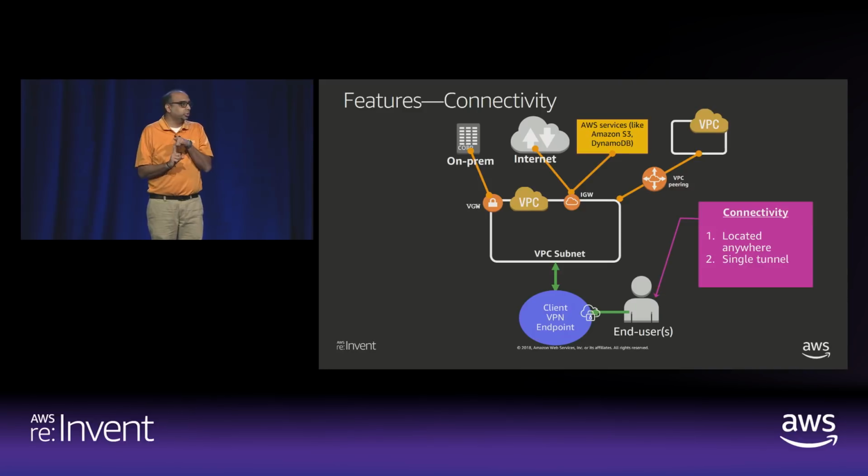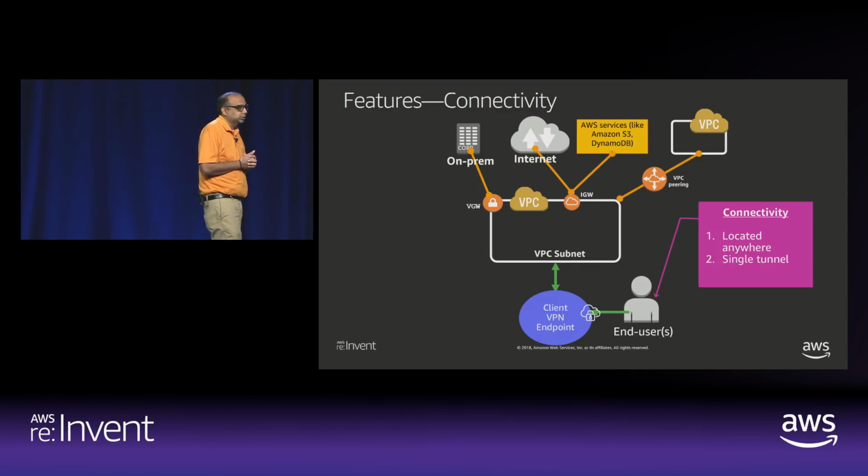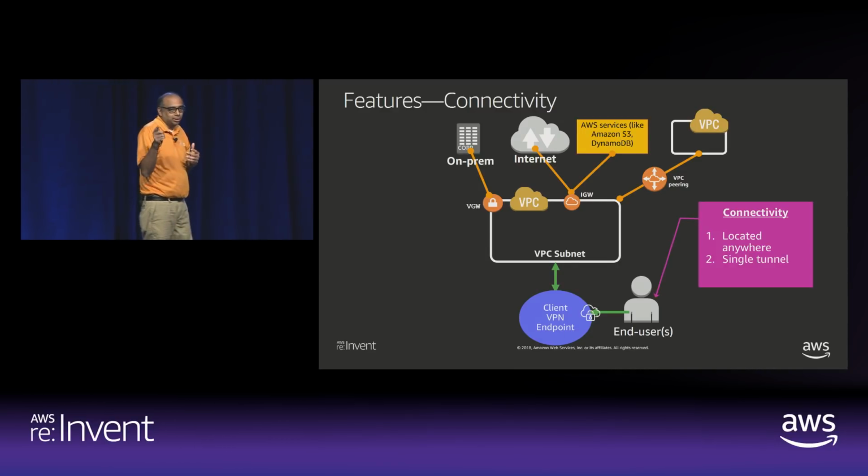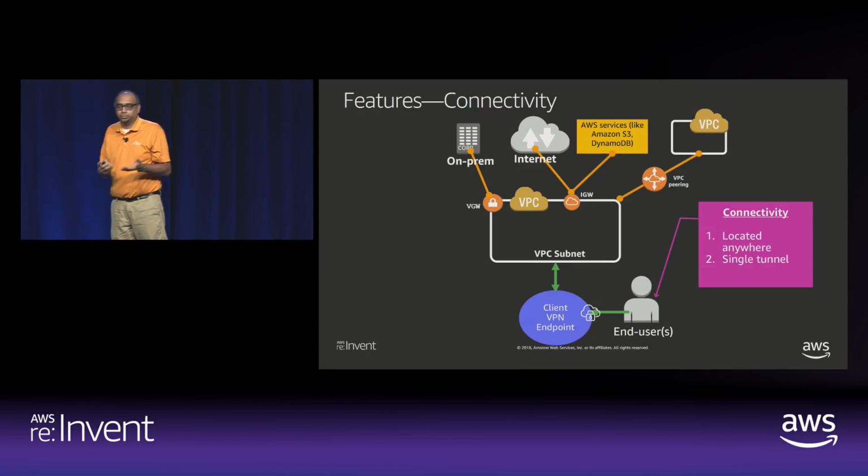Another thing is the VPN connection between your end user and the client VPN endpoint. From a transport protocol perspective, you could choose either TCP or UDP. Typically, we've seen better performance with UDP compared to TCP. The challenge with TCP is that when you run TCP within TCP, you get exponential backoff. So we've seen lower performance with TCP compared to UDP. And finally, from a connectivity standpoint, we support IPv4.